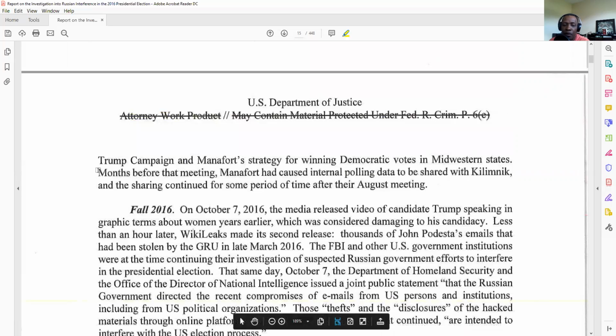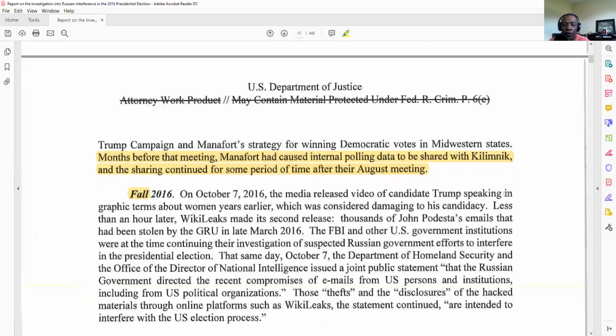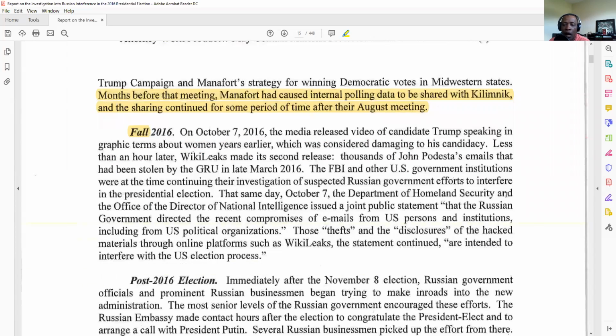So months before this meeting, Manafort caused internal polling data to be shared with Kilimnik, a foreign official, and the sharing continued for some period after their August meeting.